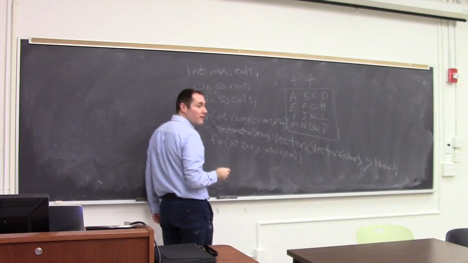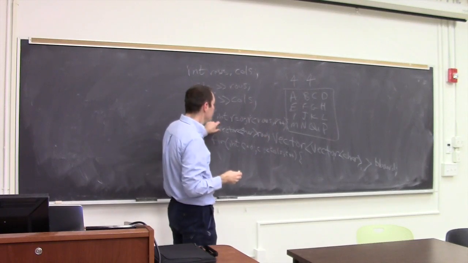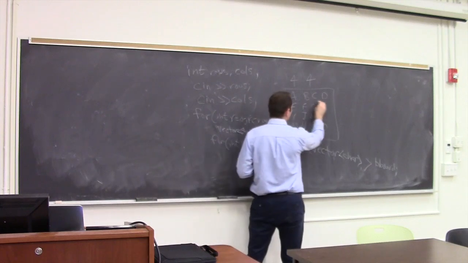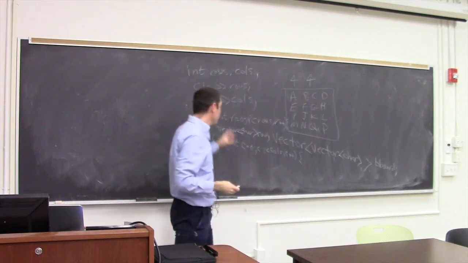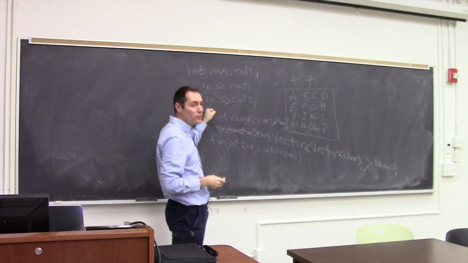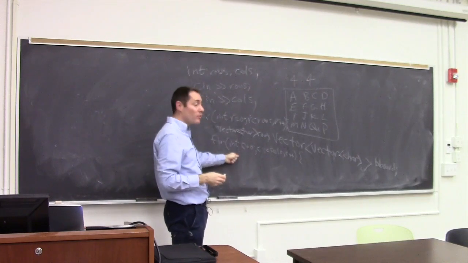I don't really understand what vector we're making there. This is going to be the first row. Each time we go through the outer loop, we're going to make one new row. And then in each row, we're just going to do this.